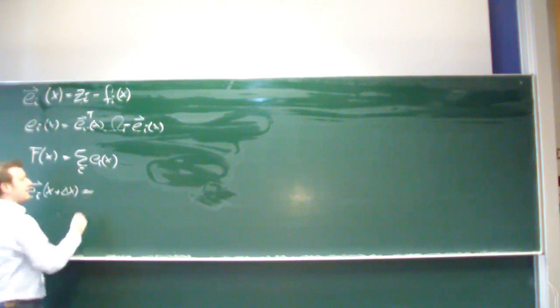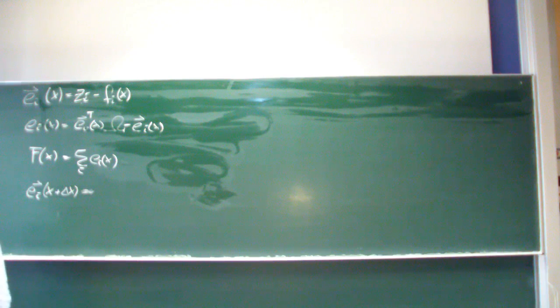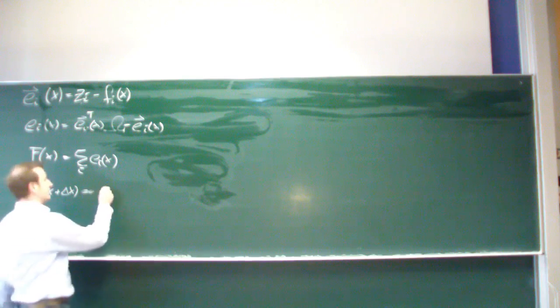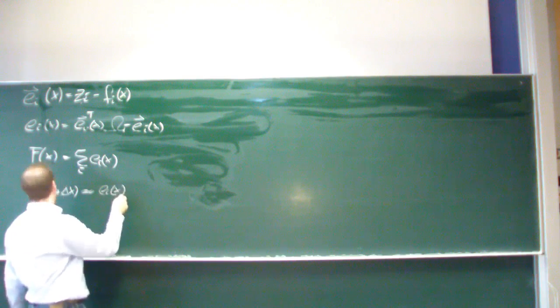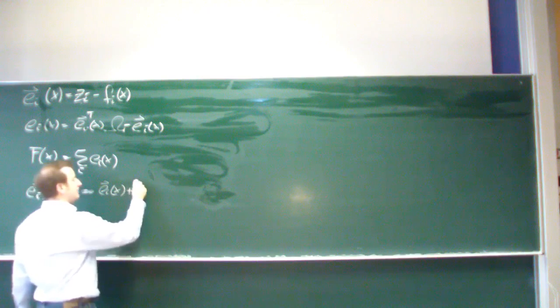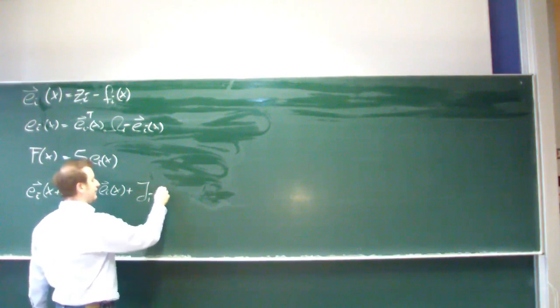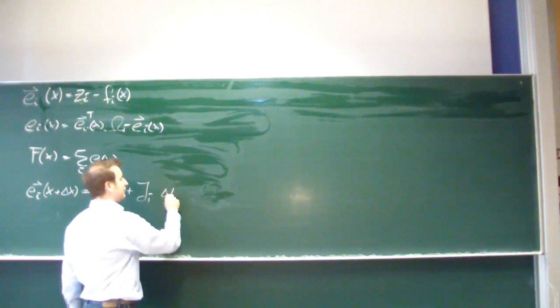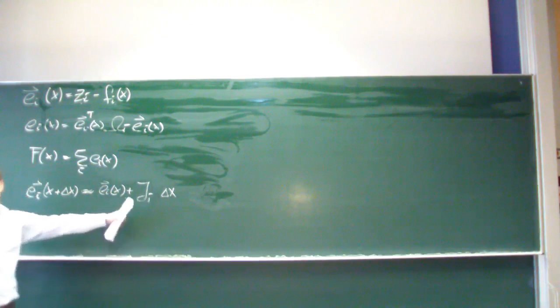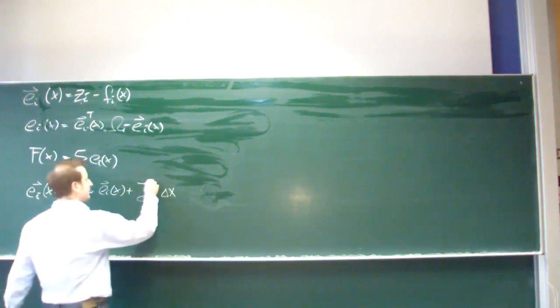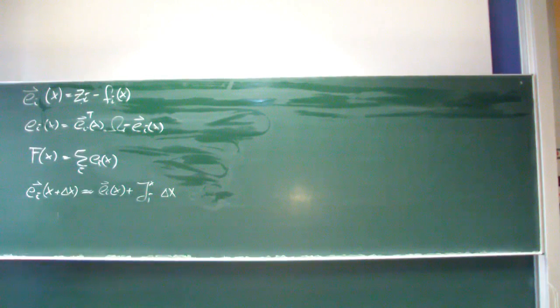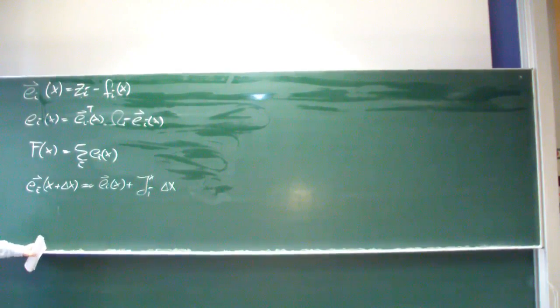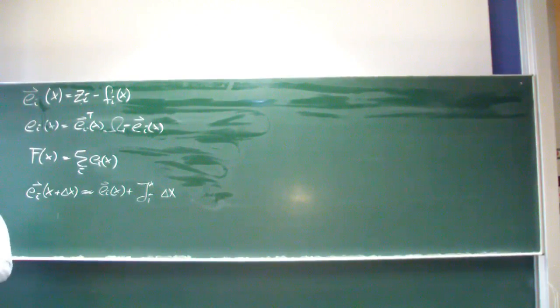We approximate that with our Taylor expansion: e_i of x plus the Jacobian J_i times delta x. Of course, the Jacobian depends on x, but I will drop the x, otherwise we'll get nuts with all the indices. Okay. So this is our linearized error function.